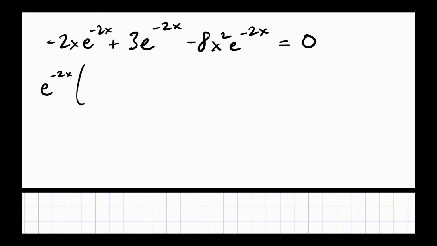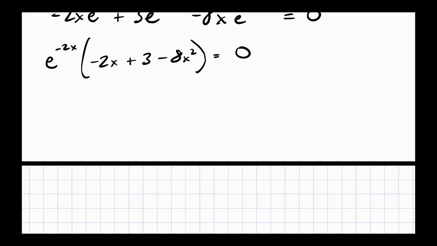And if I take those out, it becomes a more familiar problem, because then it's negative 2x plus 3 minus 8x squared. That's just a quadratic. Okay, so let me change this around. I'm going to put it in descending order so that it looks a little bit more like what I'm used to.